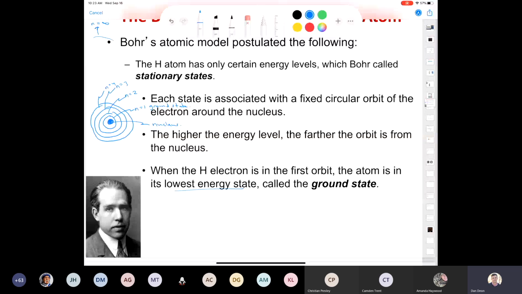You got fixed circular orbit, just like planets orbit the sun. The farther they get away from the nucleus, the higher the energy level. And when you're at the lowest energy level, that's called n equals 1, and we call that the ground state.